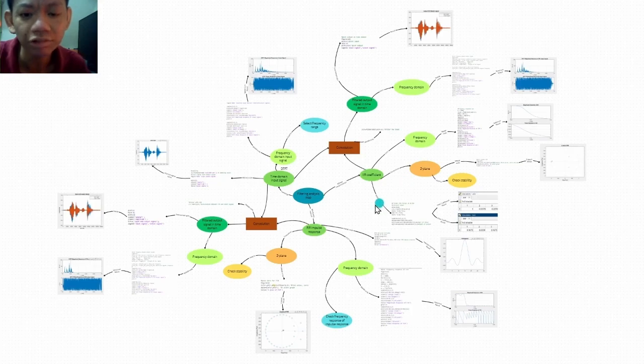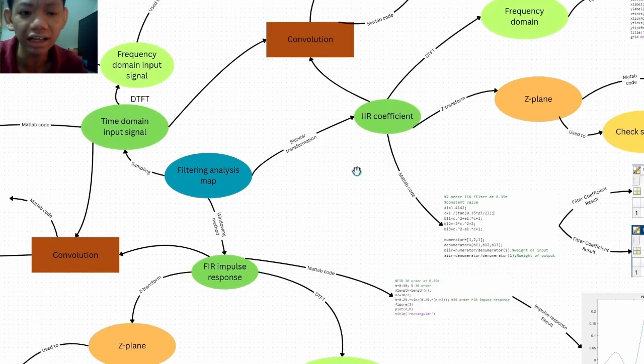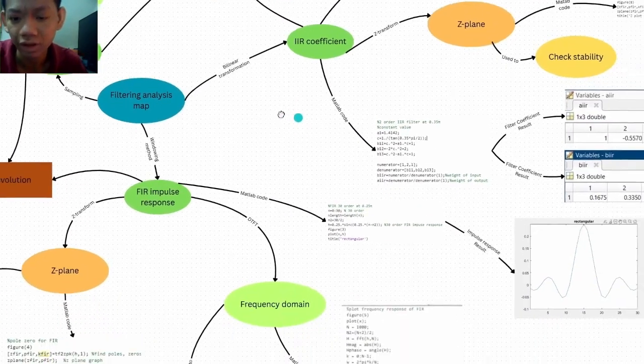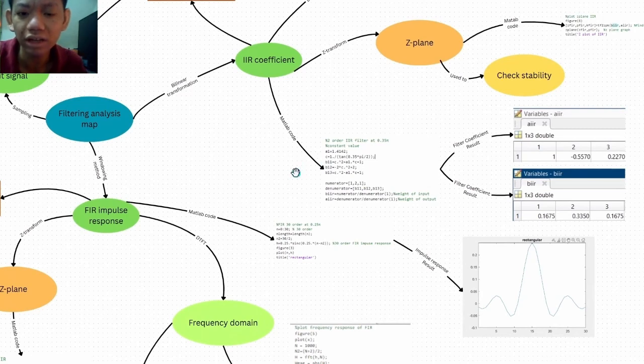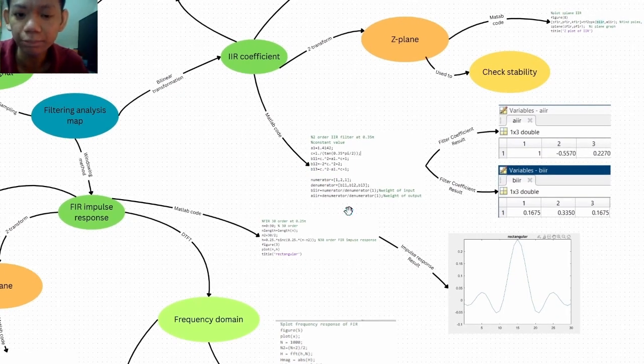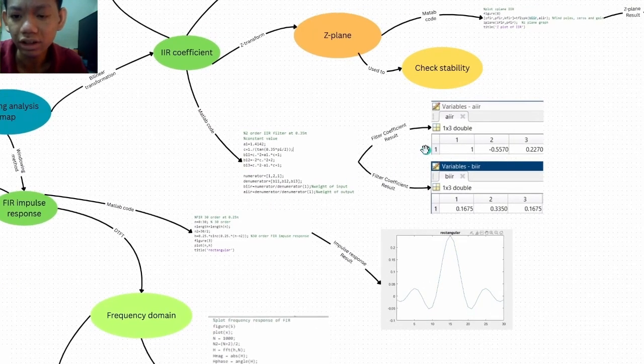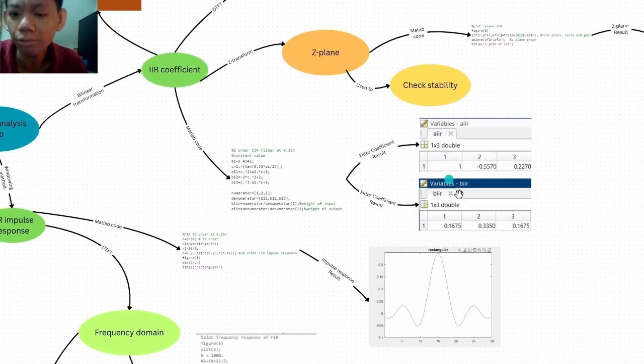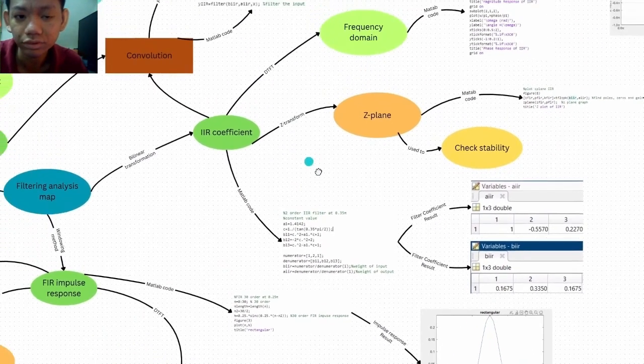My name is Chung Jun. I would like to present the IIR filter. We design the IIR filter by using the bilinear transformation technique. We will produce a second order IIR filter at a cutoff frequency of 0.35 pi radians. First, we find the coefficients of the input and output sequences in MATLAB. This is the filter coefficient result of the output, and this is the filter coefficient result of the input.